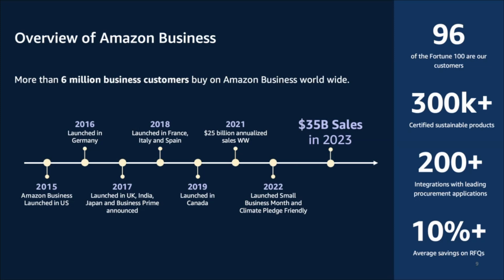Then throughout the years, we have constantly added new features to improve the experience for the companies we work with. One of the key features to call out has been the launch of Business Prime, which is the great Amazon delivery service, which offers free next-day delivery on all eligible items. Another key launch from 2022 was our Climate Pledge Friendly program with over 300,000 products. And the key one, probably especially for this call, is the integration capabilities with partners such as Microsoft Dynamics and others. So overall, Amazon Business does integrate with over 200 procurement applications.